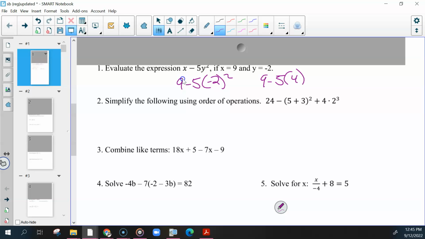But think, it's -2 times -2. So you should get a positive. And then multiply. So -11 should have been your answer for that one.